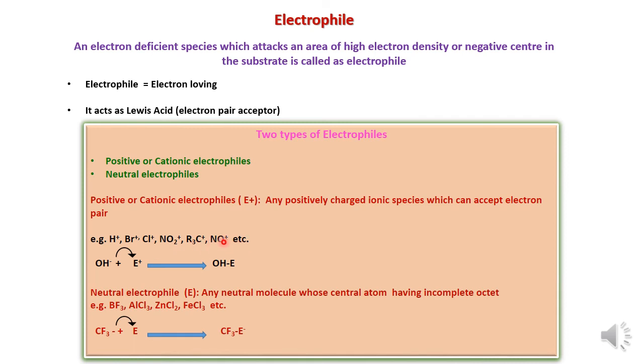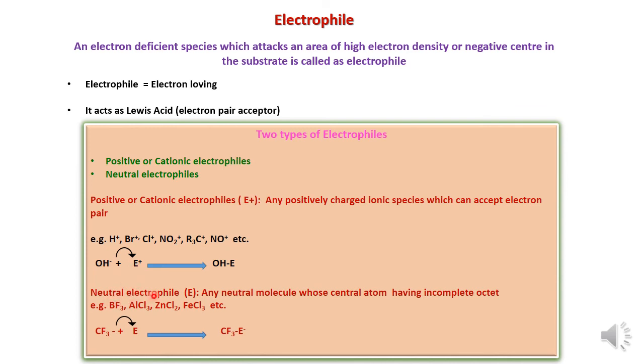All these are positively charged species, and these positively charged species can attack on negatively charged species, say OH minus. Now OH minus and this E plus can form a bond, so that is OH-E. The electron pair is transferred from OH minus to the E plus. This is the significance of this double-headed arrow. The electrons are transferred from OH minus to the E plus.